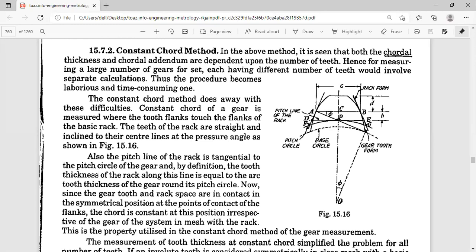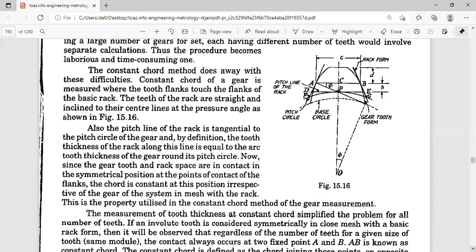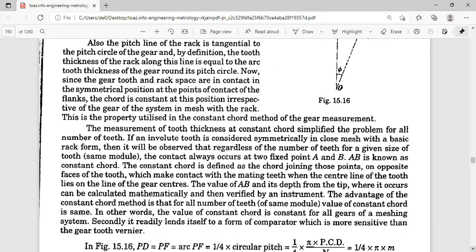So just try to have this O. This is the pressure angle. You know the other parameters: the pitch circle, the pitch line of the rack, this is the rack form. This is the pitch circle, exactly where we are measuring the gear tooth thickness, and this is the base circle, which is exactly below the pitch circle, and this is the gear tooth form. Just try to practice the diagram once or twice. Don't practice it directly in the examinations. That's why we are going to give the first assignment by Monday, and all of you have to submit within a week's time.